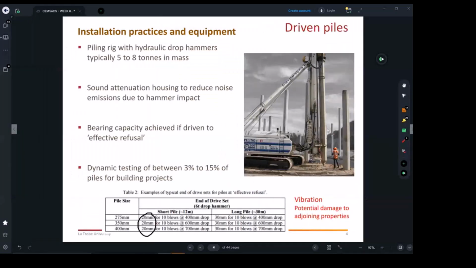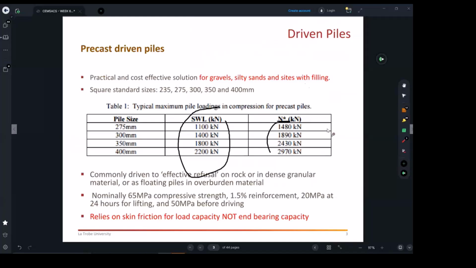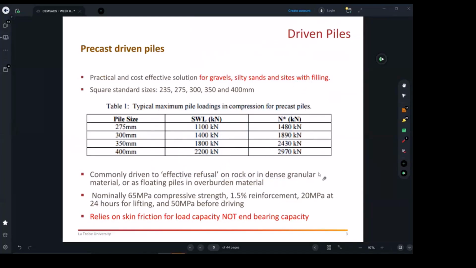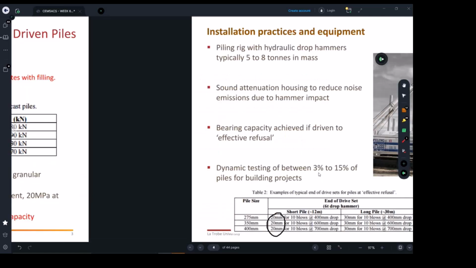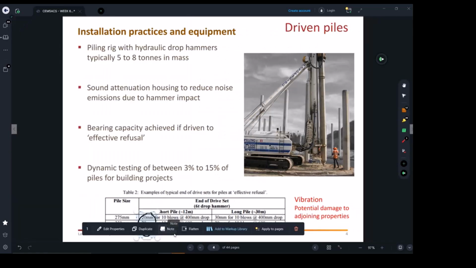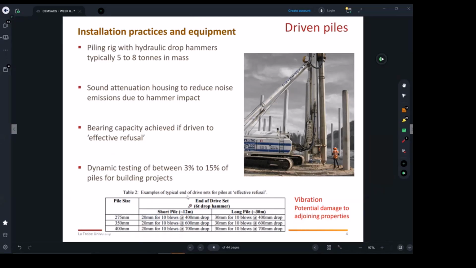So that was basically about the driven piles. As I said to you, in terms of constructing those piles, they can be driven, hammered into the ground, or they can be bored, like what we're going to talk about next. Are there any questions some people want to ask about the driven piles?